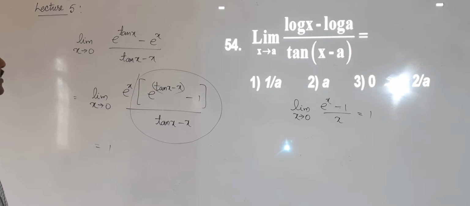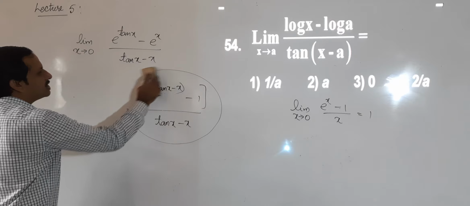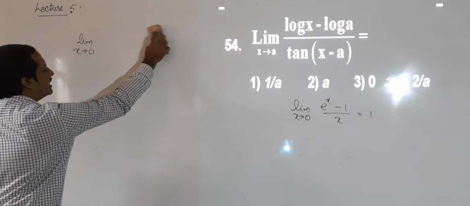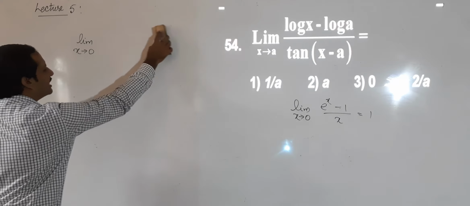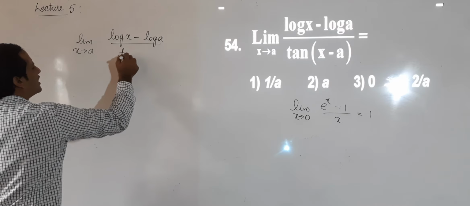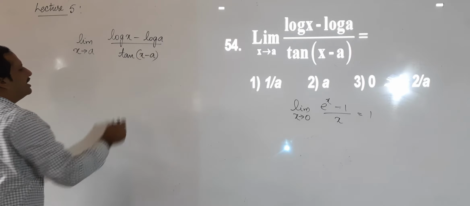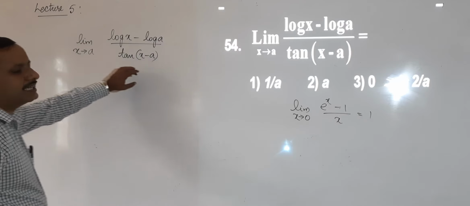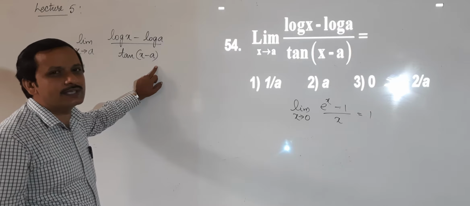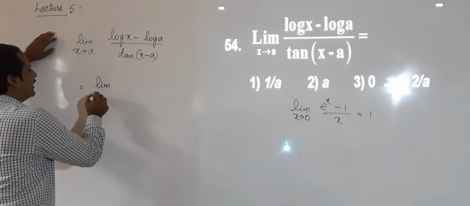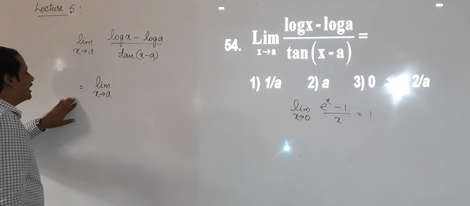Okay. Next, 54th question. Limit x tends to a, log x minus log a divided by tan of x minus a. If I directly apply the limit here, log a minus log a, that is 0, numerator is 0, denominator tan 0 is also equal to 0. So 0 by 0 is an indeterminate form. Therefore, I will use L'Hospital's rule here.